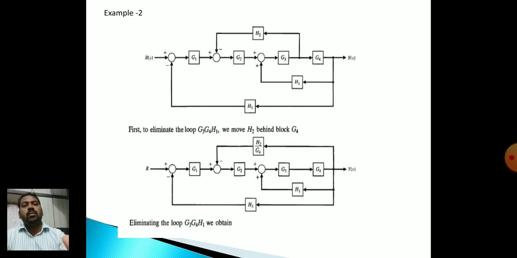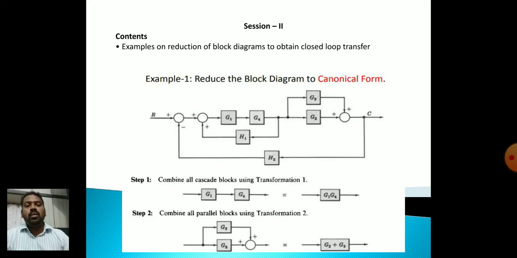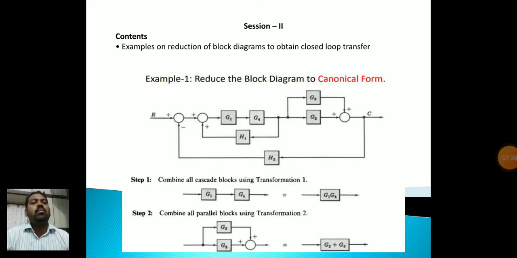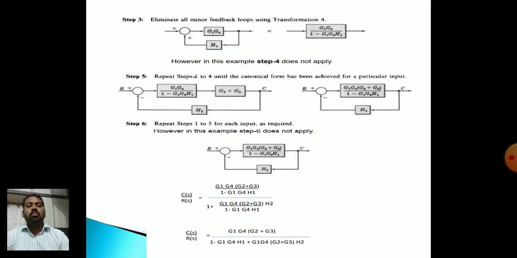So in the first example, you have seen how to reduce the block diagram using the simple canonical form by applying some of the rules, that is cascading rules: if the blocks are in series, how to combine them, and for forward parallel paths, how to make them into a single path, that is G2 plus G3. You have seen all this here in this simple example.